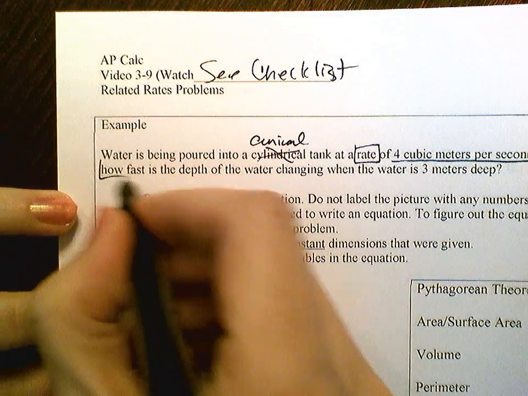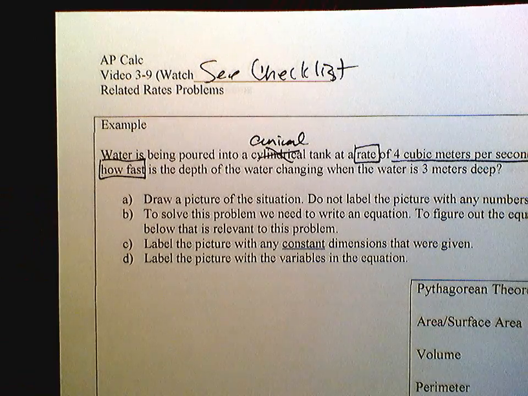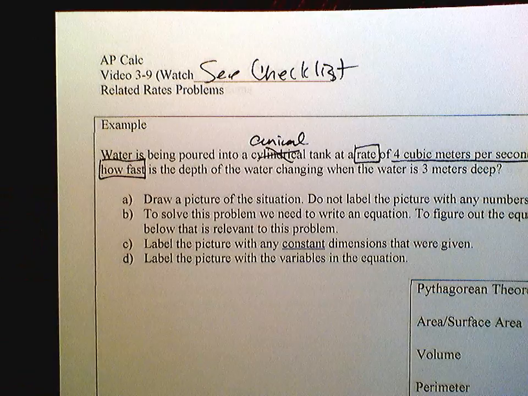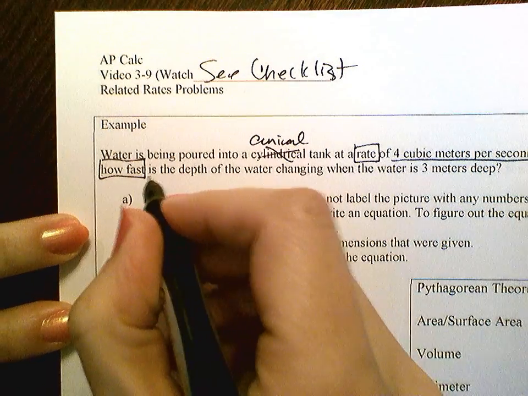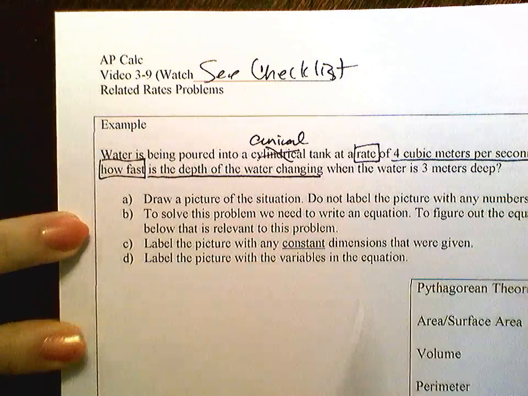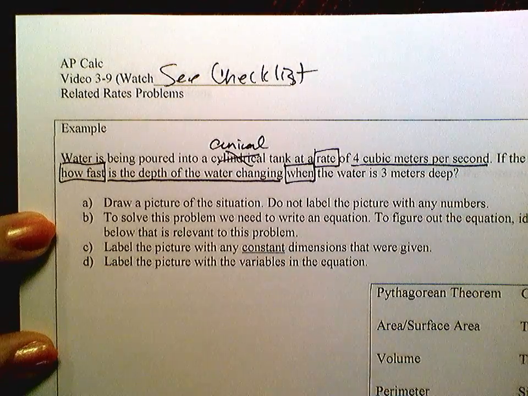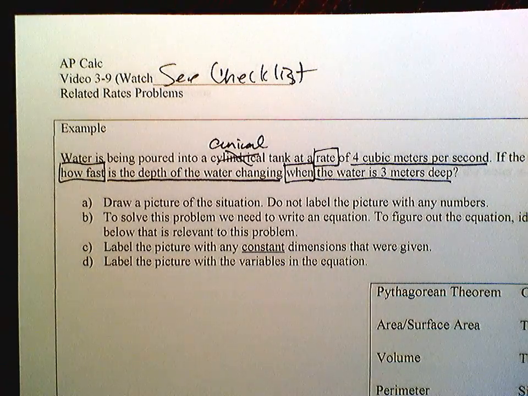how fast, now if they're asking how fast, they're asking for another rate. So how fast or how slow or at what rate, those are clues that they're asking for a rate. So how fast is the depth of the water changing when, and when is important, the water is 3 meters deep, okay?